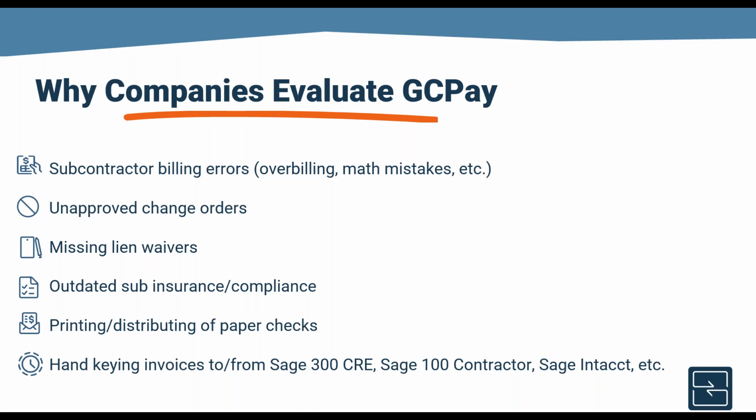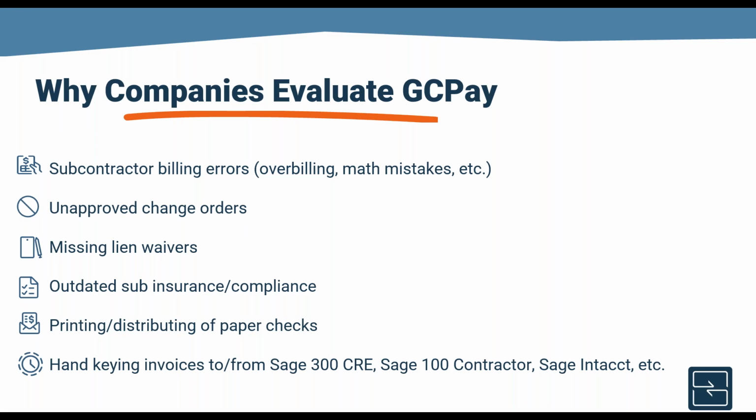GCPay will completely eliminate any possibility for a sub to overbill line items or contracts or make any sort of math mistakes. Part of that direct integration includes automatically pulling over approved change orders from Sage. This will eliminate your team having to hand key them and also ensure that subs can never bill for an unapproved change order again.